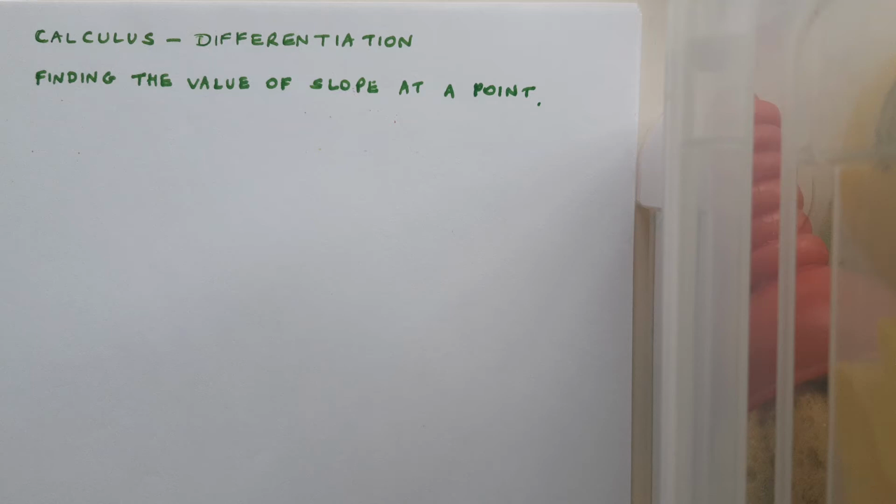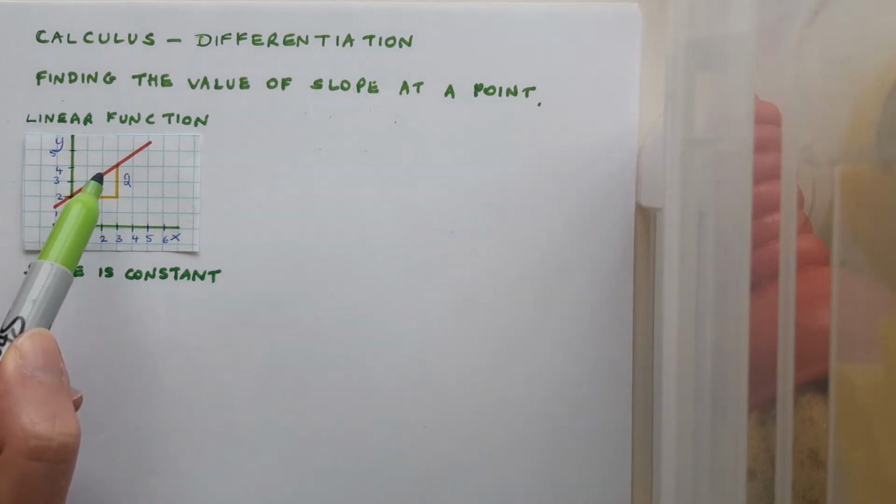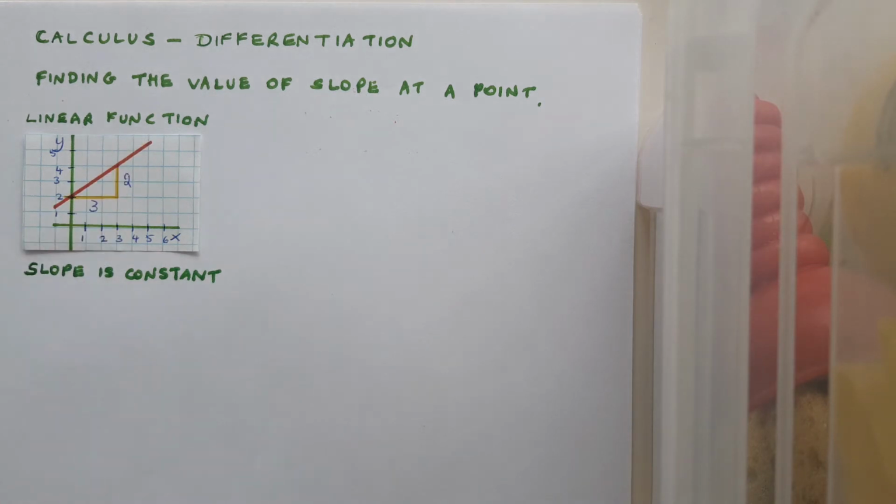This video is about differentiation and finding the value of slope at a point. First of all, a quick reminder, in our last video we said that linear functions always have the same slope. So if I differentiate, I get the slope for every point on the line. You can see here that the slope of the line, the way in which it's going upwards, isn't changing as it moves along the line.